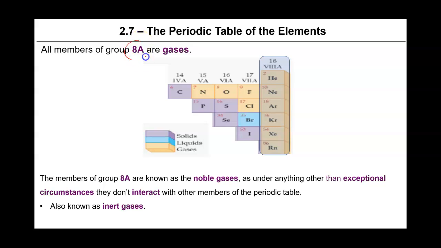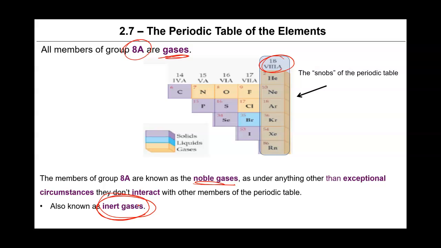So, all of the elements that are in group 8A of the periodic table are gases. The members of group 8A are known as the noble gases because under anything other than exceptional circumstances, they don't interact with other members of the periodic table, kind of like how kings and queens don't normally interact with the general public. If you want, you could say they are the snobs of the periodic table. An older name for the noble gases is the inert gases.